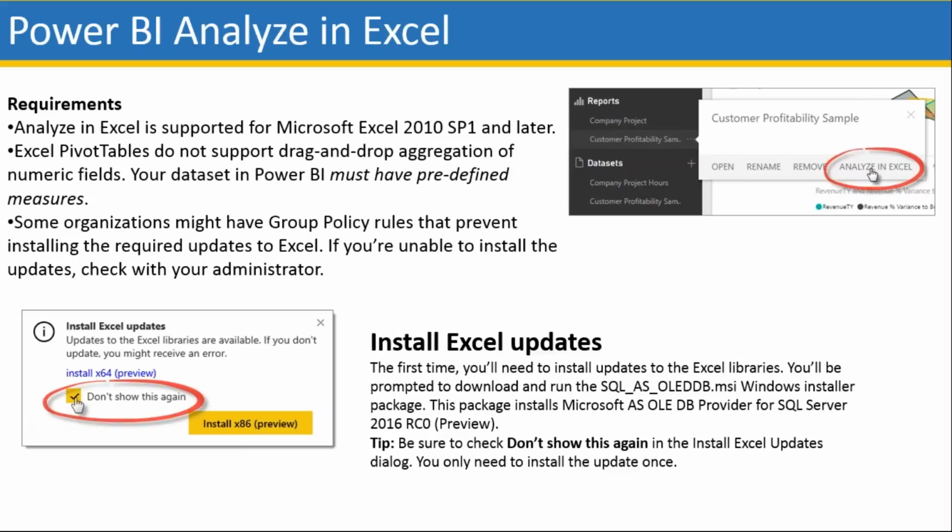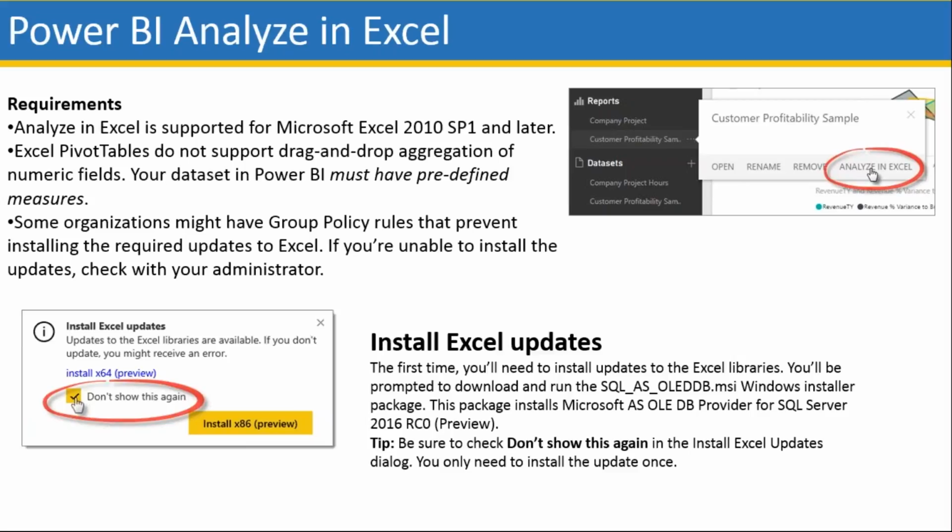Analyze in Excel is supported only for Microsoft Excel 2010 Service Pack 1 and later, and the Power Pivot table does not support the drag and drop aggregation of numeric fields. So your data set should have predefined measures in Power BI when you do these operations. And there are group policies that prevent the required updates from being installed into Excel. So they are unable to install the updates, and they get a message to check with your administrator.